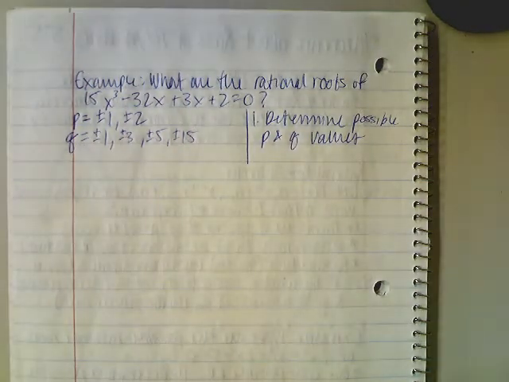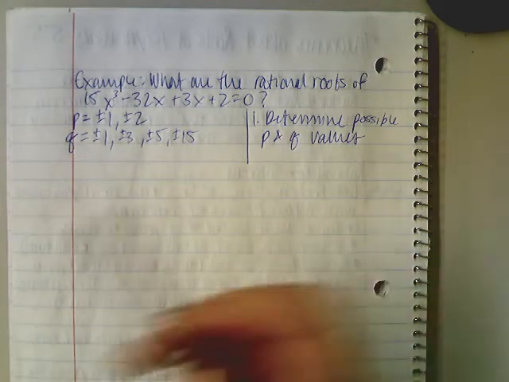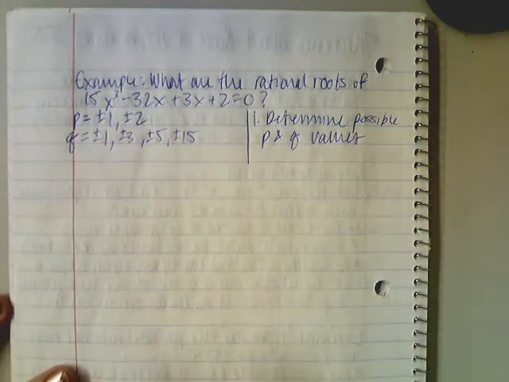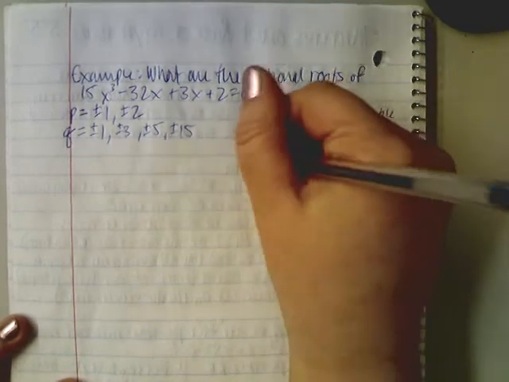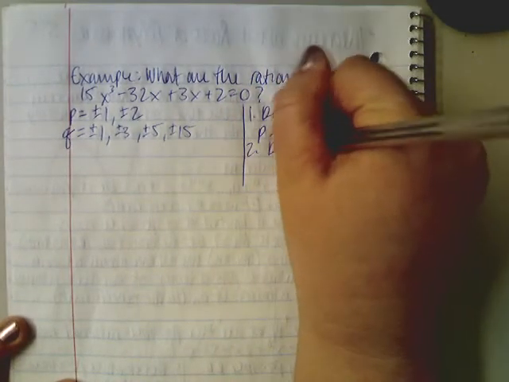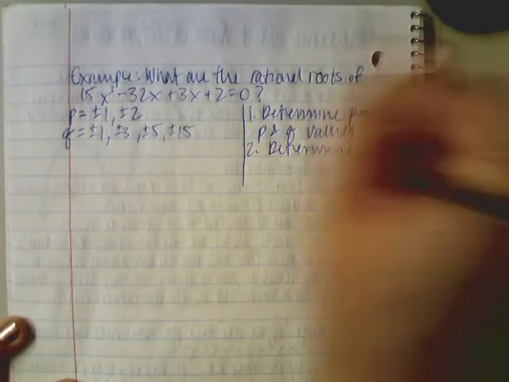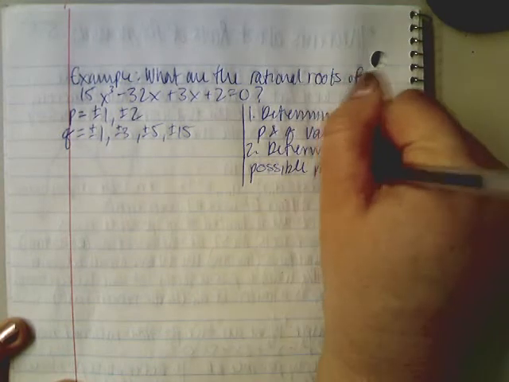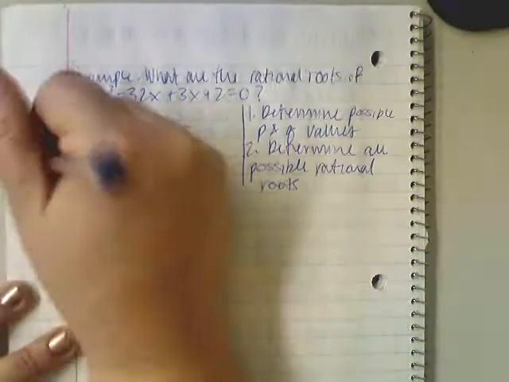2 doesn't work, 4 doesn't work, 6 doesn't work, and 7 doesn't work. 8 doesn't work, 9 doesn't work, 10 doesn't work. So we have 1, 3, 5, and 15 as my possible q values. So I've determined my p and q values. So now I need to make my list of all possible rational roots. So this is going to be all the p over q values.